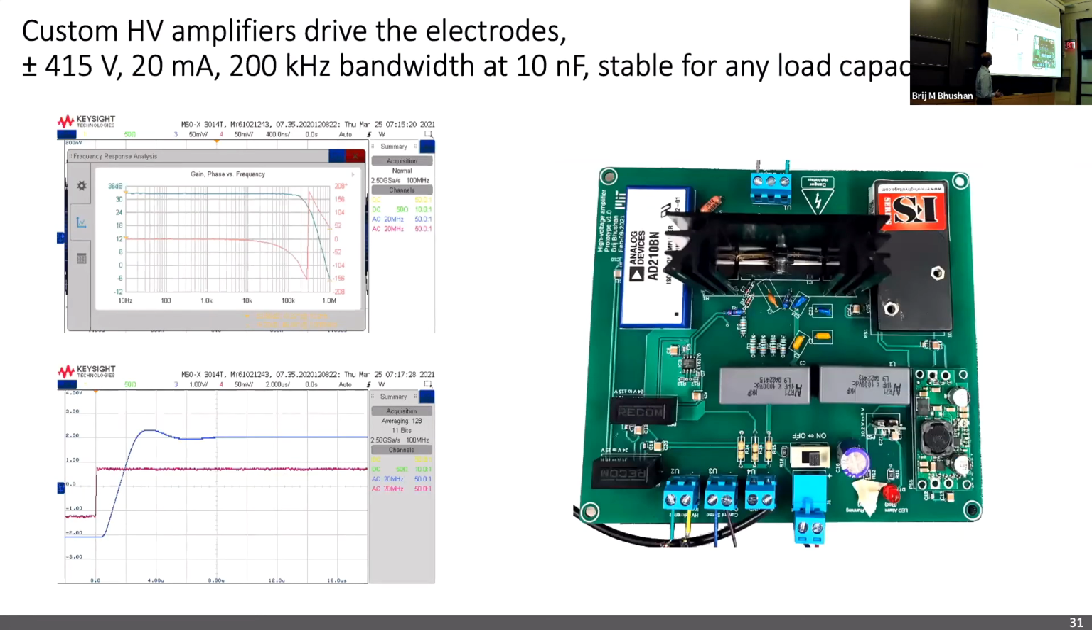We custom designed and built our own high voltage amplifiers. We have a 415 volt range, with a 20 milliampere current drive, and a 200 kilohertz bandwidth at 10 nanofarad capacitance. So the amplifiers are stable for any capacitive load. As we increase the capacitive load, just the bandwidth of the closed loop of the voltage control loop reduces.